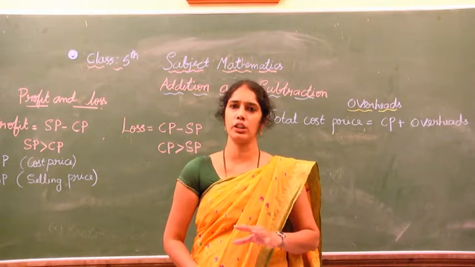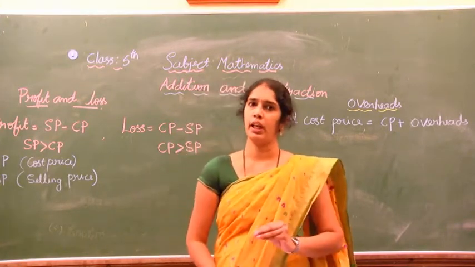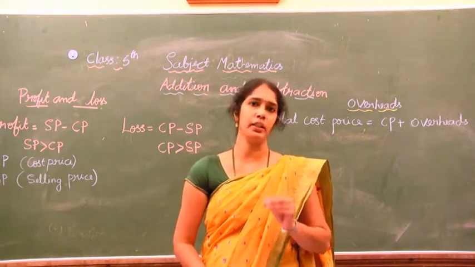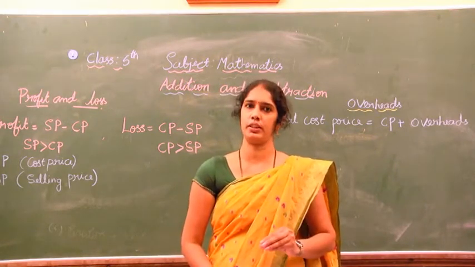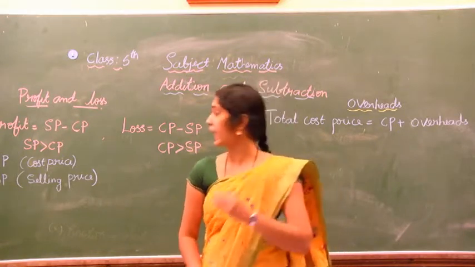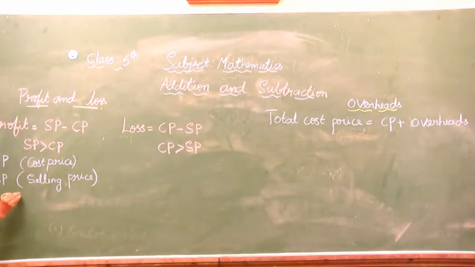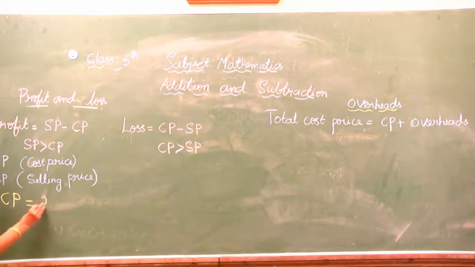Now you will go to a stationery shop and you will buy a pen for 20 rupees. That we will call cost price. Cost price. You will buy a pen for 20 rupees.